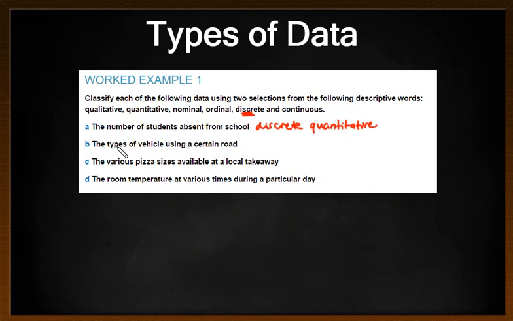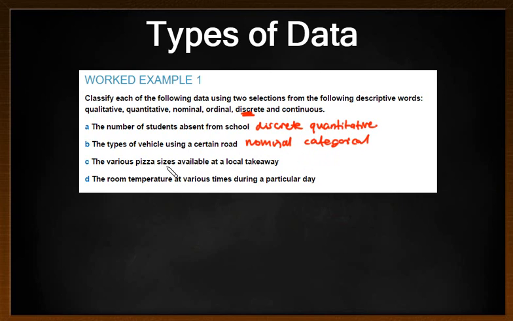The types of a vehicle using a certain road. Well, straight away I see types, I know it's category, so it's nominal or ordinal. So a bus, a car, a bike. Now obviously we can't put those in order, so we're going to refer to that as nominal categorical, or I probably should have used the word qualitative, shouldn't I?